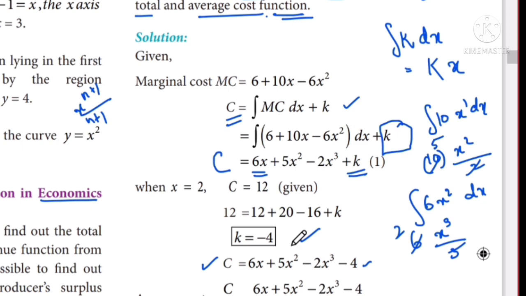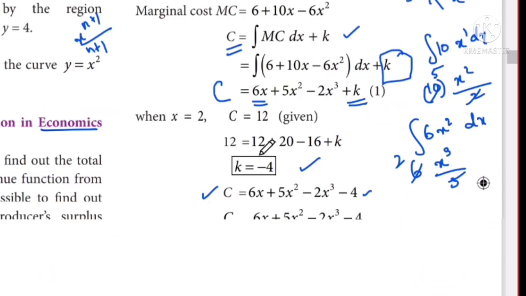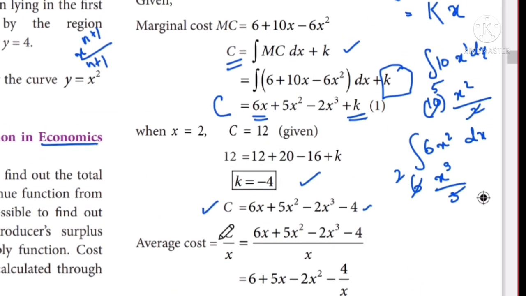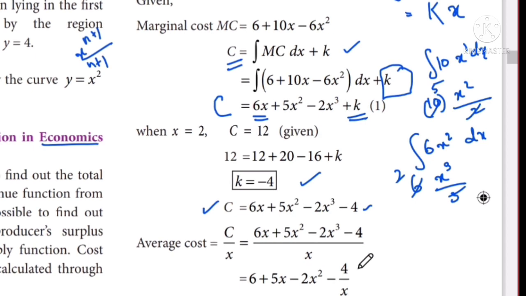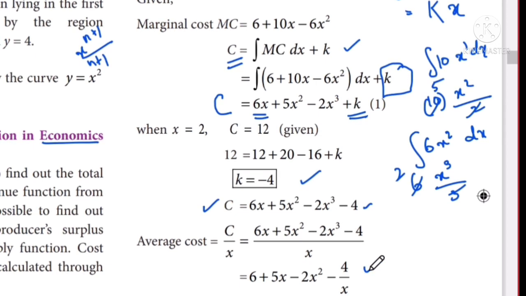So they ask you to find the total cost and the average cost. The formula is C by x. So divide each term by x. You get the answer, average cost.